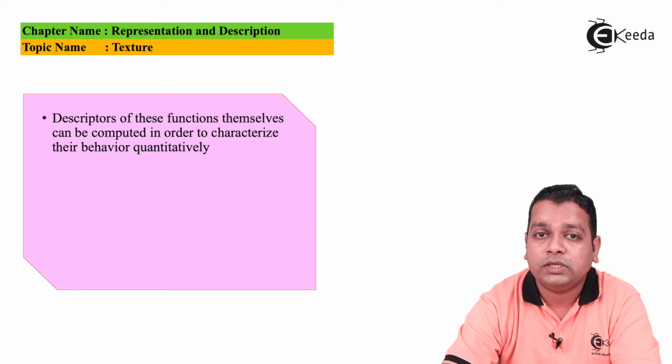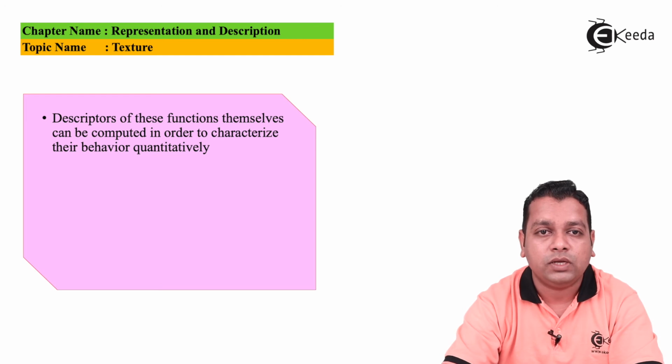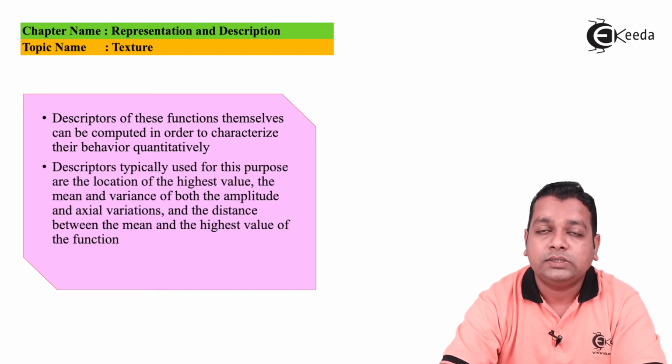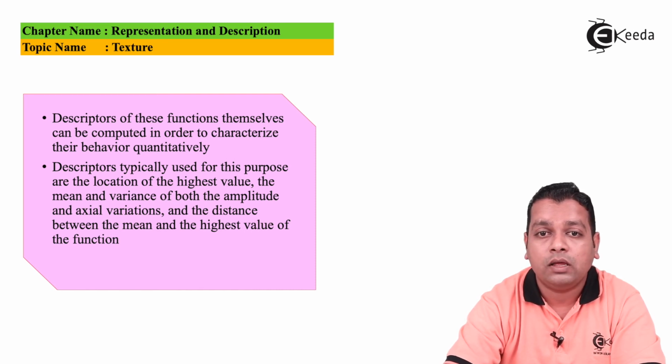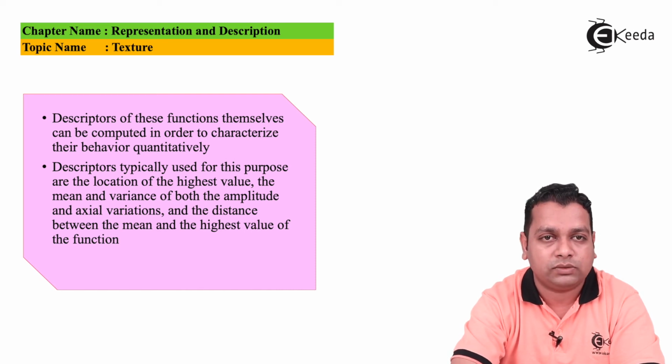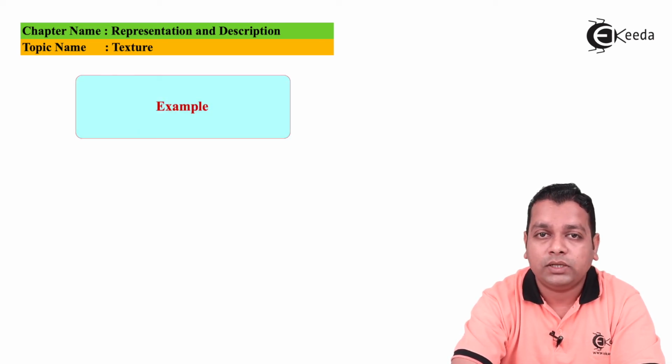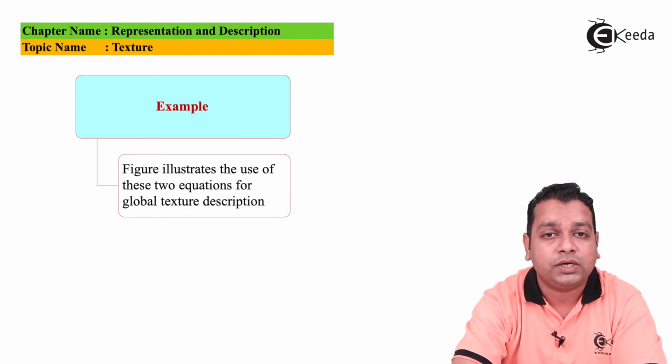Now the descriptors of these functions themselves can be computed in order to characterize their behavior quantitatively. Descriptors typically used for this purpose are the location of the highest value, the mean, the variance of both the amplitude and the axial variations, and the distance between the mean and the highest value of the function. So we have one example here to discuss the spectral approaches, showing a figure illustrating the use of these two equations for global texture description.